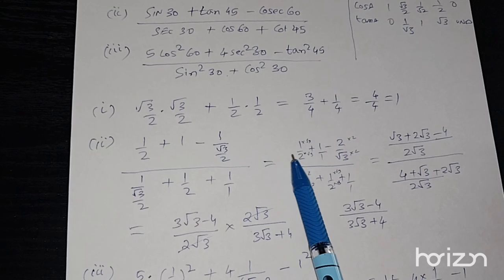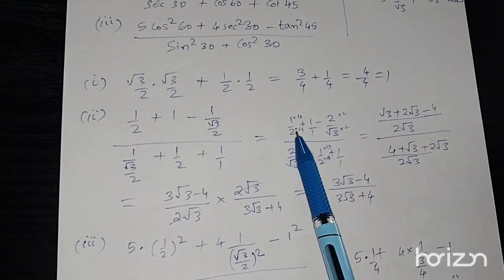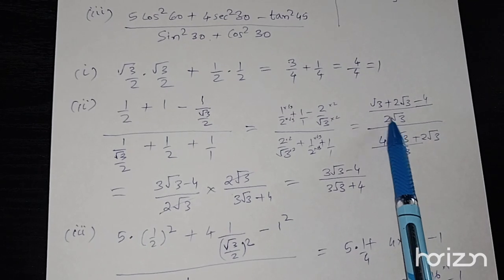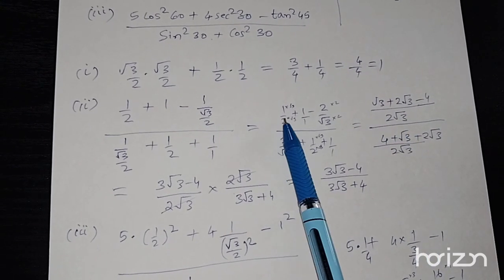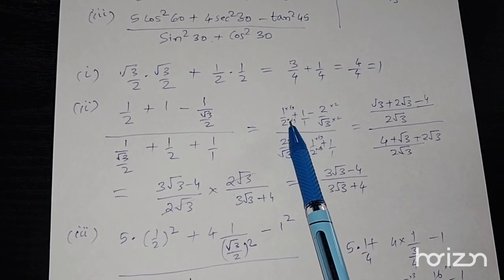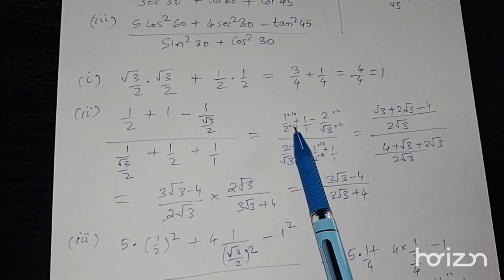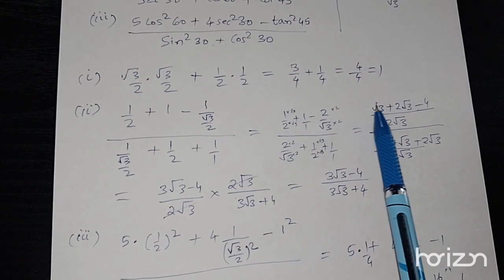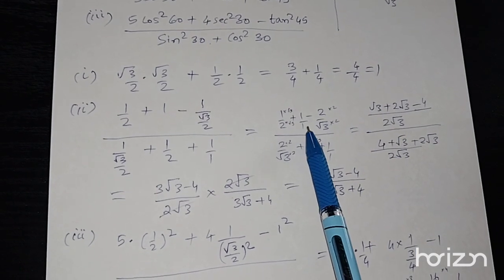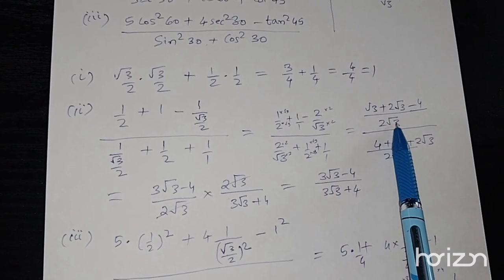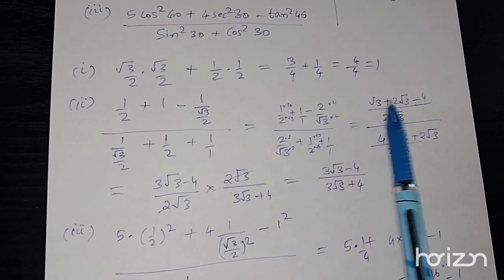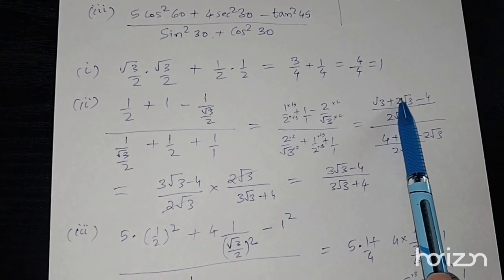Now to add these three guys, you have to take an LCM. What is the LCM here? 2 is there, 1 is there, root 3 is there. So 2 root 3 is the LCM. To make the denominator 2 root 3, you have to multiply the denominator and numerator by root 3. Correct? So 1 multiplied by root 3, you will get root 3 here. And to make 2 root 3 as the denominator, you have to multiply both the denominator and numerator by 2 root 3. Okay? So instead of 1, you got a 2 root 3 here.